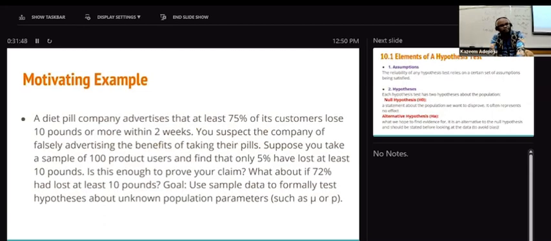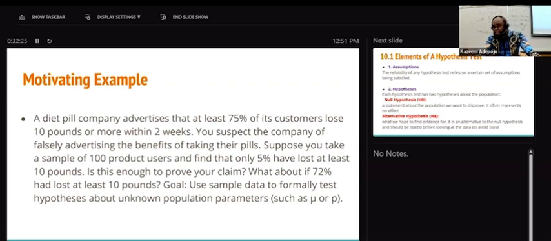Now take a look at this example. A company can make a claim. Let me tell you this: a claim is going to be on a parameter. Which parameter are we going to be talking about? It could be mean or proportion, but the one we want to focus on today is proportion. Take a look at this. A diet company advertises that at least 75% of its customers lose 10 pounds. Do you know that this may be true or not? They've made a claim now. They mentioned 75%. That's a proportion.